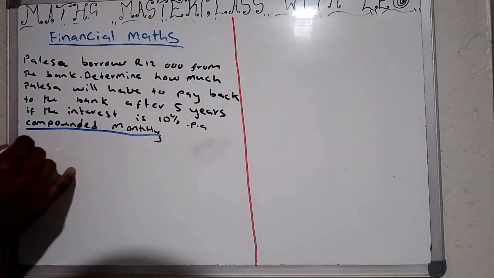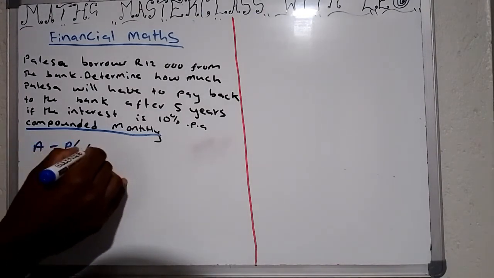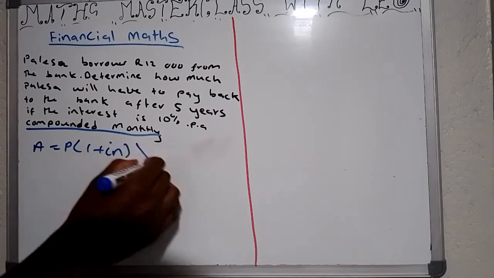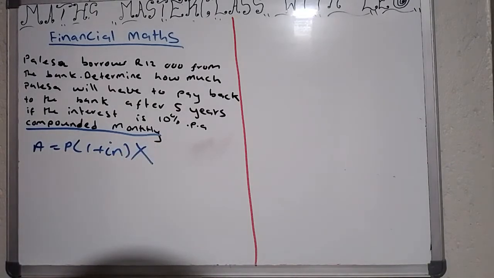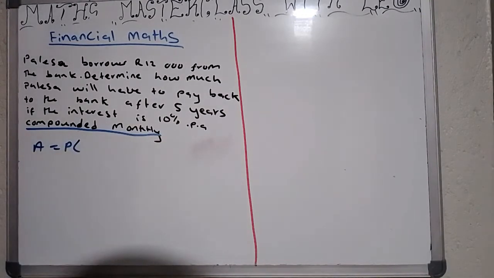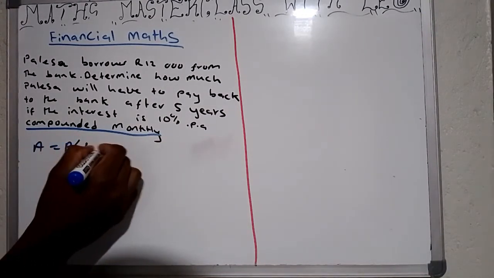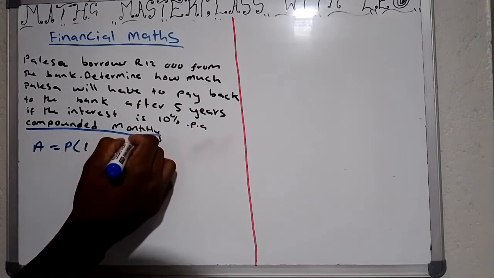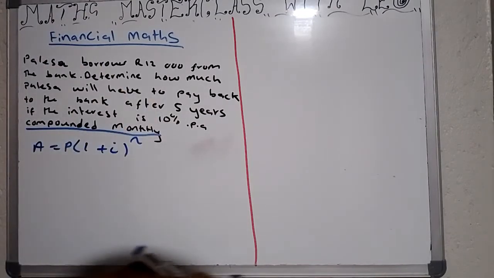If you use this formula, just know this is wrong. You can't do that because they told you compounded monthly. If they say compounded monthly, you're going to use a different notation and say 1 plus i to the power n, right? Compounded monthly, right?